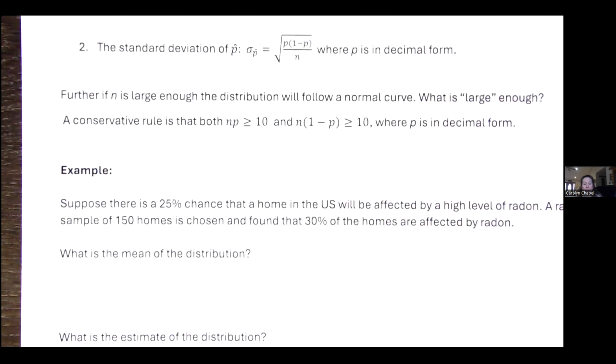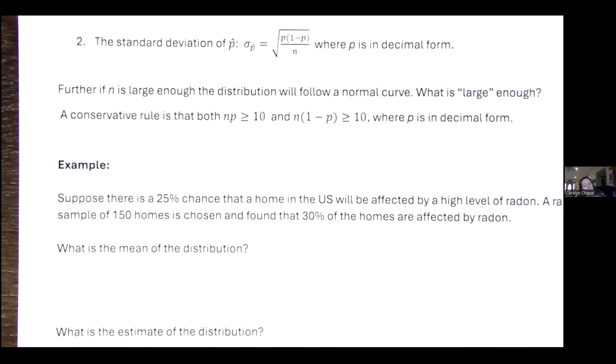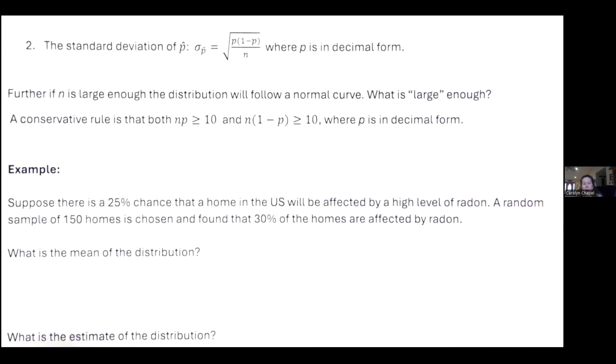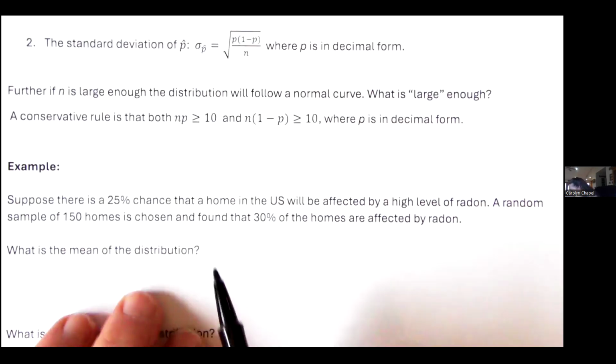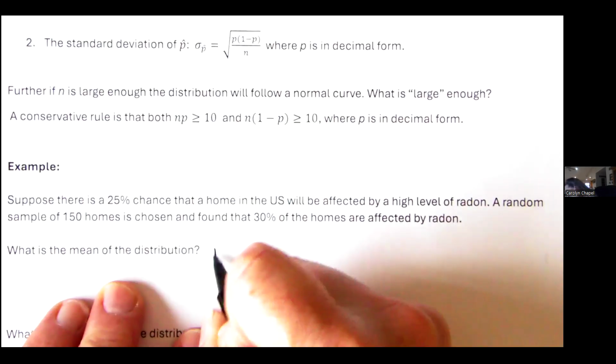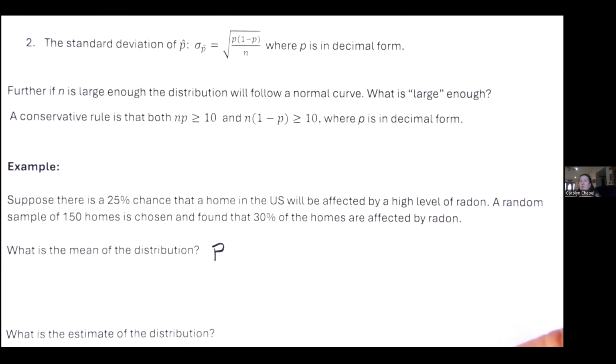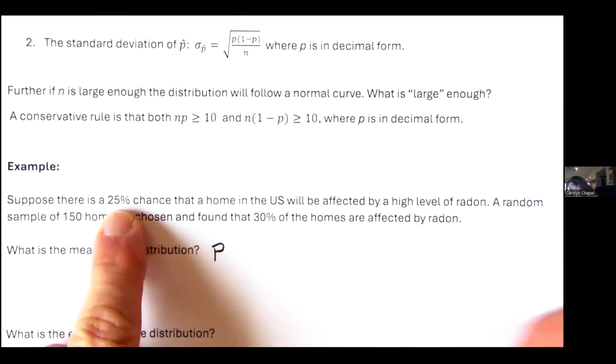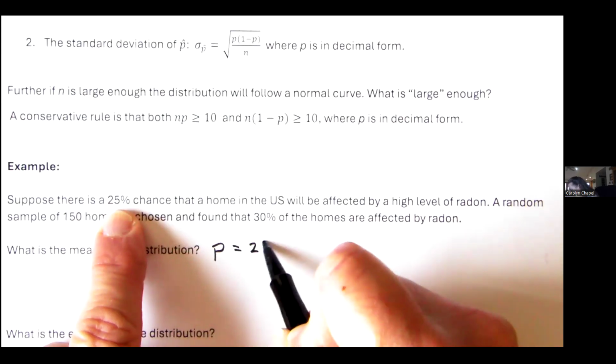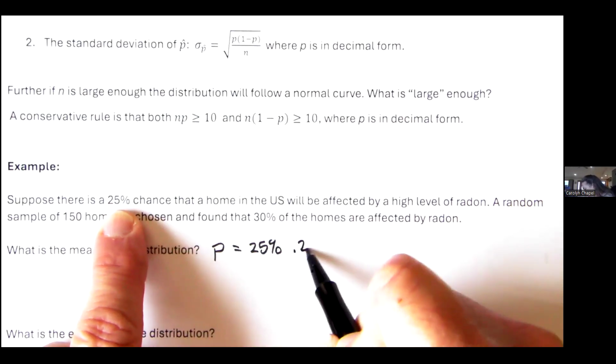Let's suppose there's a 25% chance that a home in the US will be affected by high levels of radon. A random sample of 150 homes was chosen and found that 30% of the homes are affected by radon. First of all, what is the mean of this distribution? The mean of this distribution is actually P. So we need to find P, not P hat, in this situation. P is that 25% or 0.25.